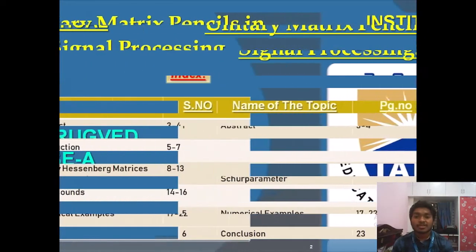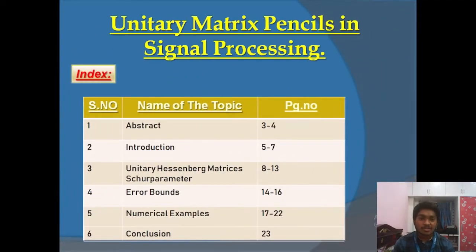Today we are going to discuss unitary matrix pencils in signal processing. The fundamental problem in signal processing can be solved by assumption. The easiest problem in matrix form of signal processing is the sum of exponentials. This problem is called retrieval of harmonics, and it can be solved by taking its eigenvalues.